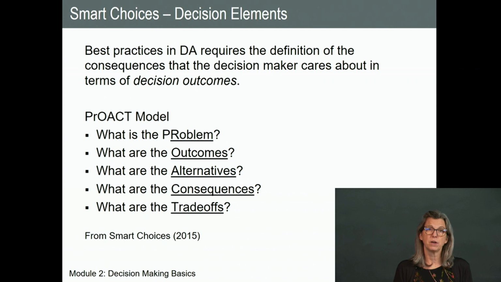So for a lot of decisions in food safety, we have different options that you could take to reduce the risk, and it might be reducing the likelihood, the severity, or both.